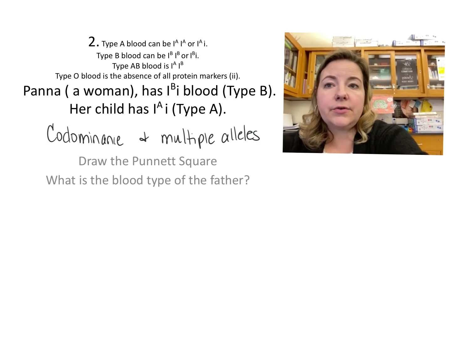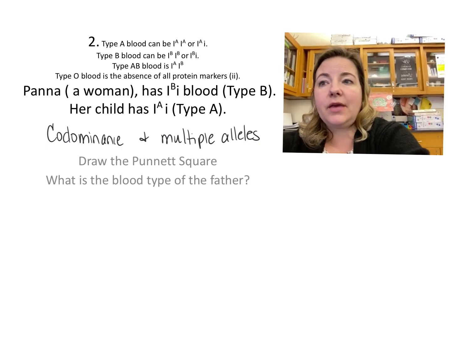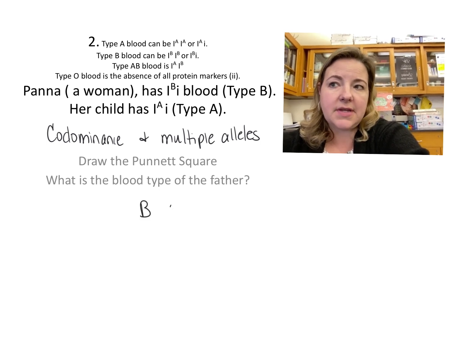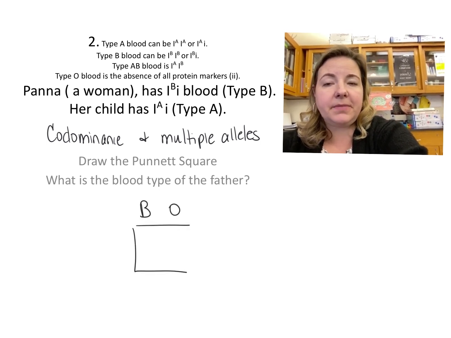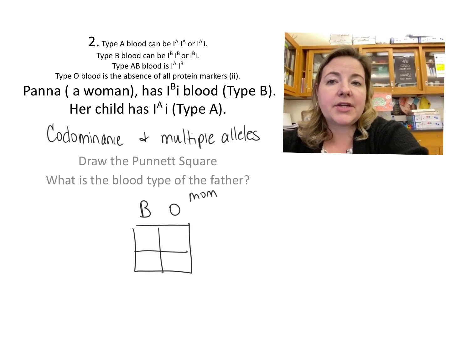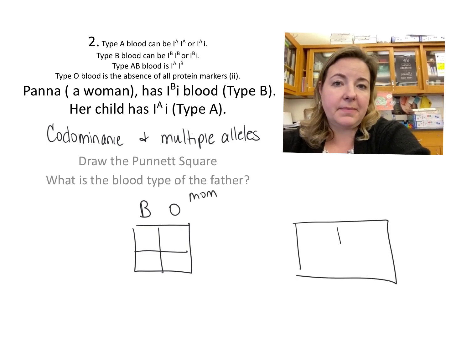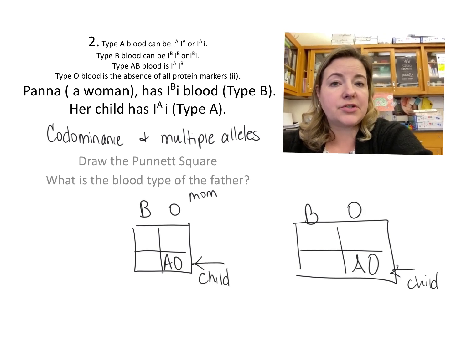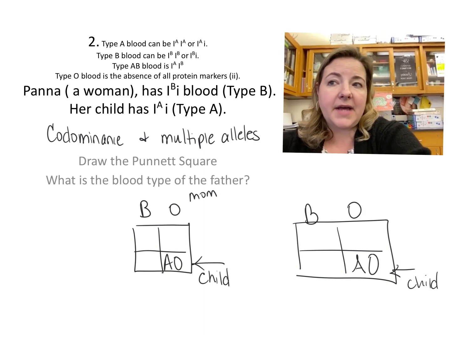All right, in this codominance example, we have a woman who has blood type B and is heterozygous, and the child has blood type A and is heterozygous for that blood type. So we actually have to try to figure out what the blood type of the father would be. So we need to draw some Punnett squares and try to figure out what the different possibilities are.